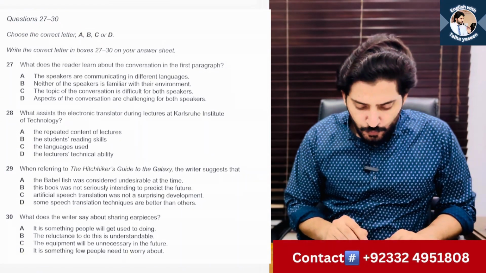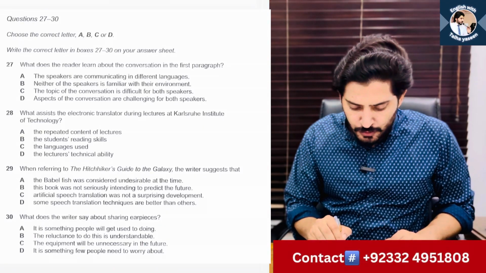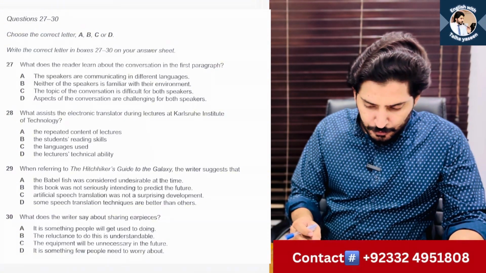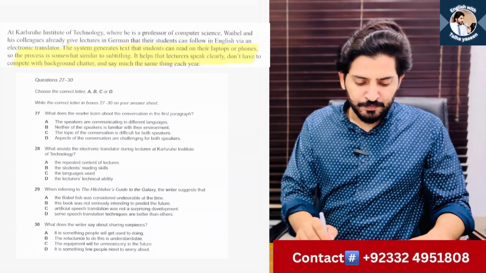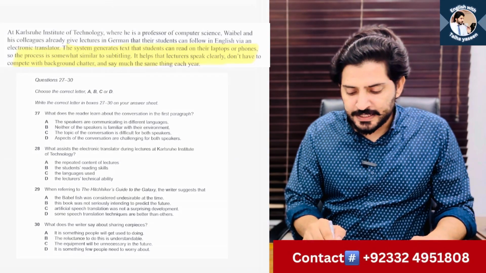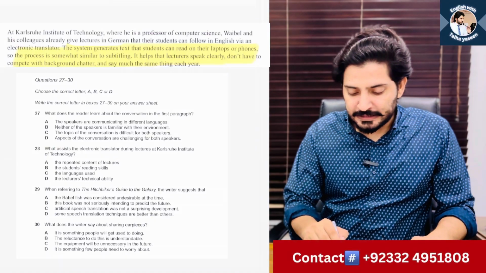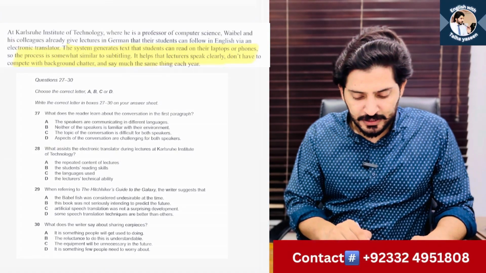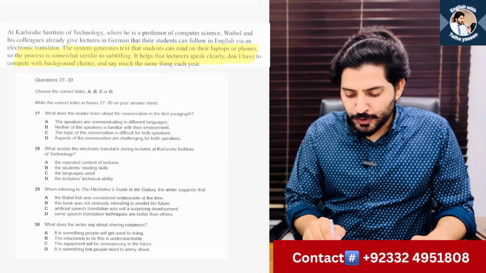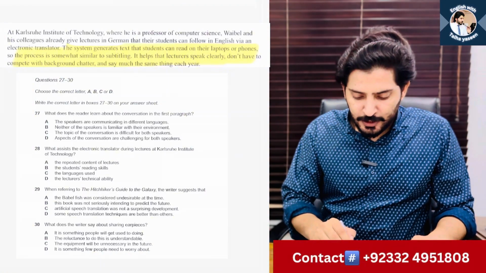Question number 28. What assists the electronic translator during the lectures at Karlsruhe Institute of Technology? First, let's find the words Karlsruhe Institute in the very next passage on the first page. At Karlsruhe Institute of Technology, where he is professor of computer science, Waibel and his colleagues already give lectures in German that their students can follow in English via an electronic translator. The system generates text that students can read on their laptops or phones. So that process is somewhat similar to subtitling.